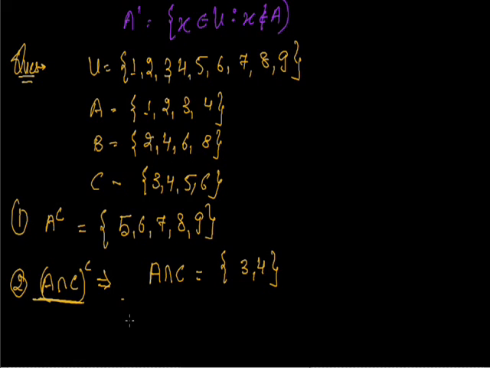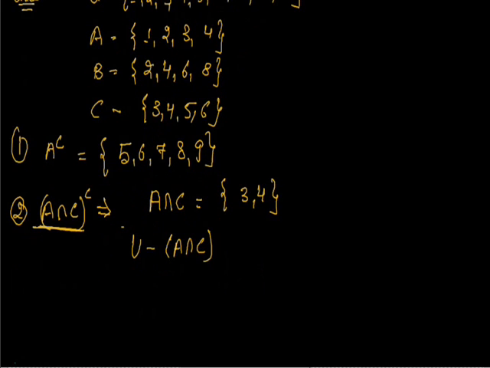Now we have to find the complement of A intersection C. Complement of A intersection C will be equal to U minus A intersection C. And U is 1, 2, 3, 4, 5, 6, 7, 8, 9 and A intersection C is 3, 4. So we have to exclude the elements 3 and 4. So in this, the elements will be 1, 2, 5, 6, 7, 8 and 9.